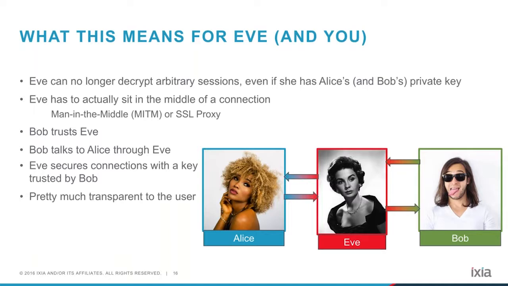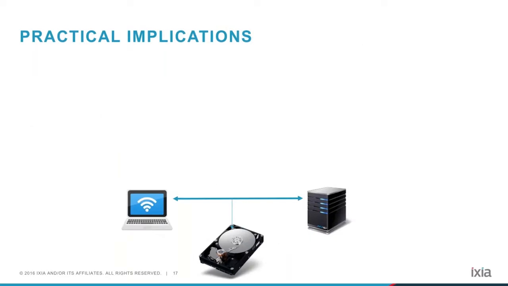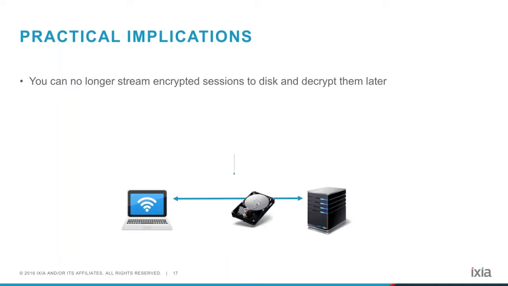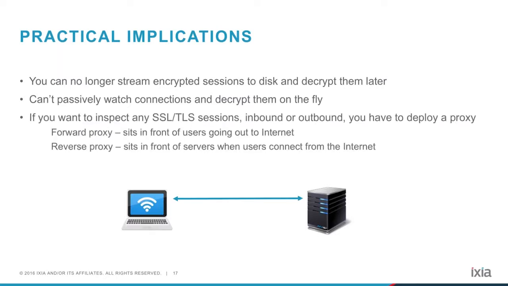So in terms of practical implications, that whole convenient thing of saying, hey, I'm a bank, I'm an e-commerce site, and anytime someone connects to my web server, I want to be able to just stream that off to disk and encrypt it later, or decrypt it all on the fly, passively, and record the clear text stuff to disk. That no longer works, because if you're using ephemeral keys, as we discussed, you just simply can't passively decrypt those sessions. You have to be a proxy, right? You have to sit in the middle of the connection and actively participate in it.